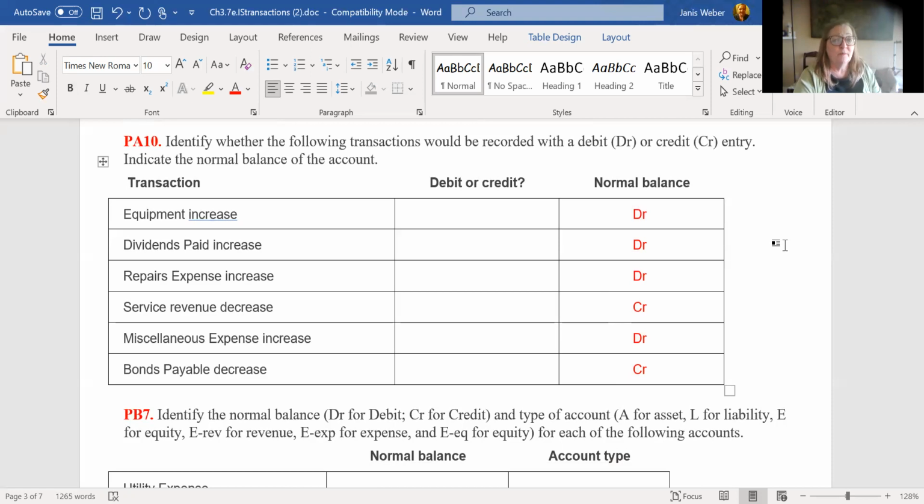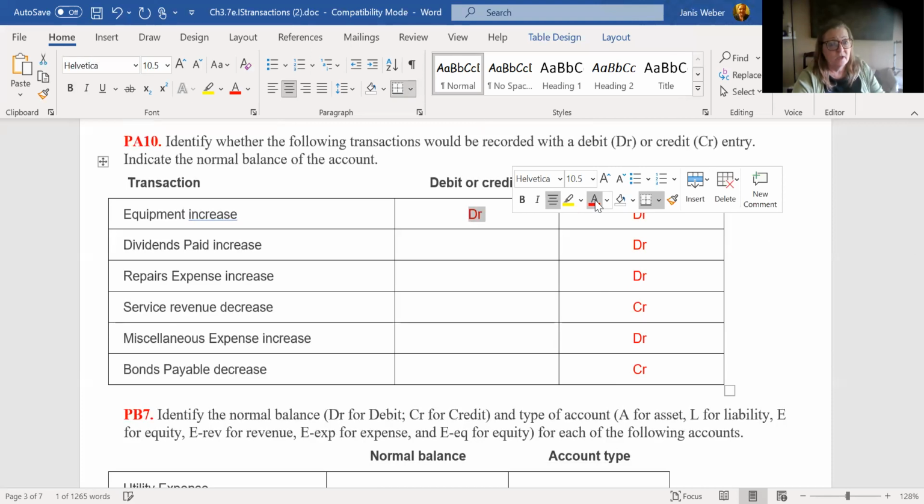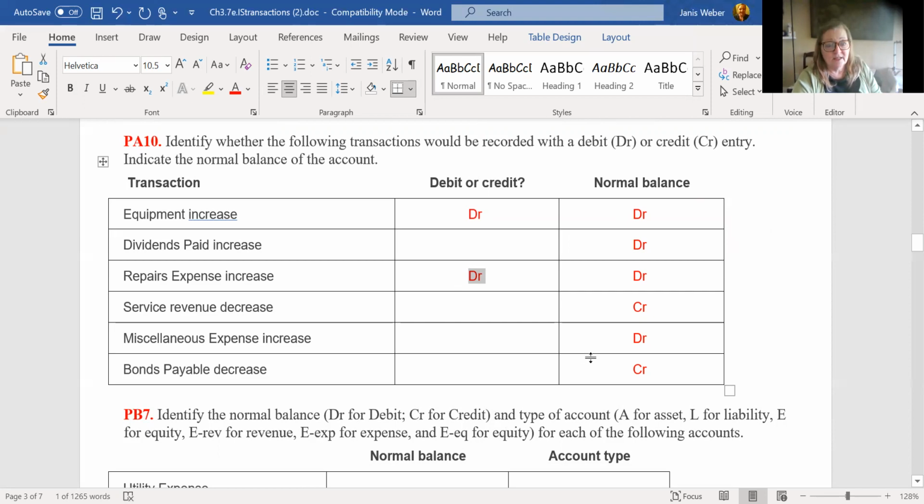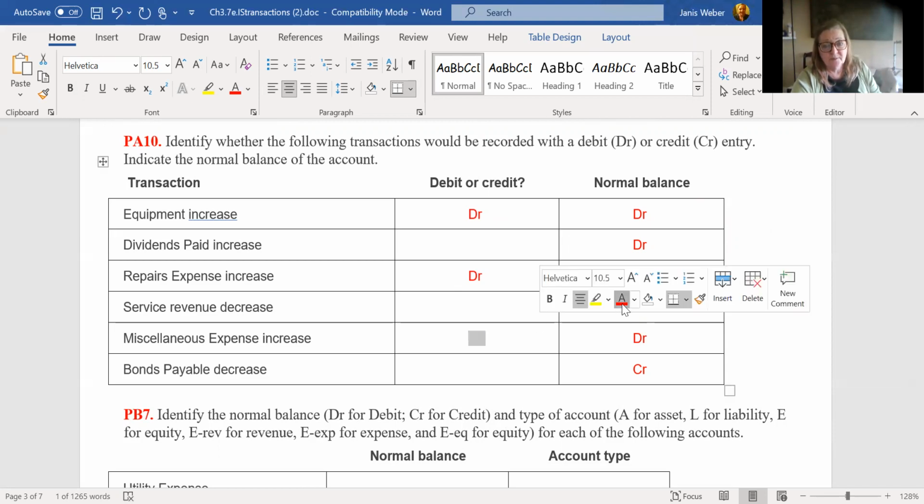So the normal balance of equipment is a debit. So an increase in equipment is also a debit. And the same thing with repairs expense. The normal balance for repairs expense is a debit, so increasing it would be a debit. Then miscellaneous expense also has a normal balance of debit, so increasing it is a debit.